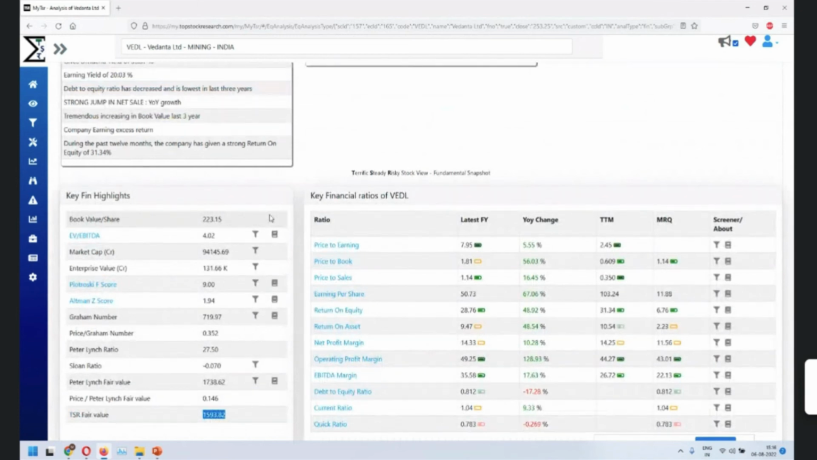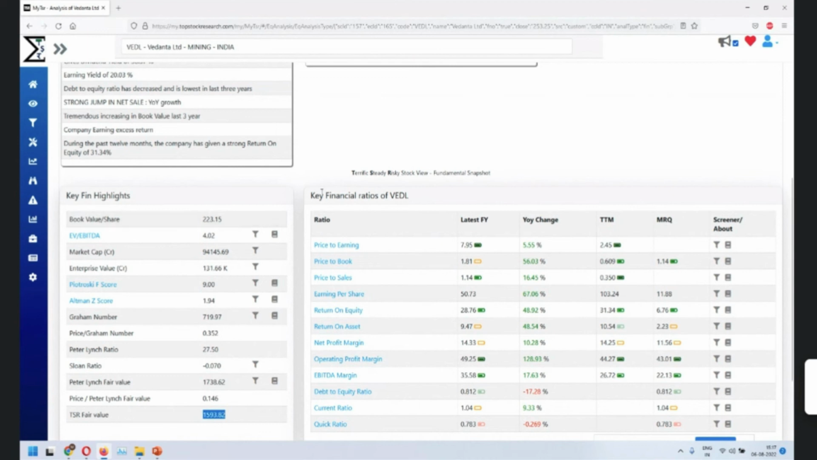Here in Top Stock Research, we use 4 or 5 different mechanisms to calculate fair value. So it depends what you trust. It may not be a very good idea that intrinsic value is 1600. How do you get that, sir? 1600.